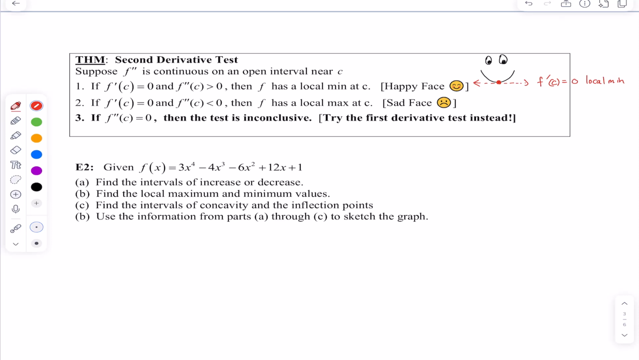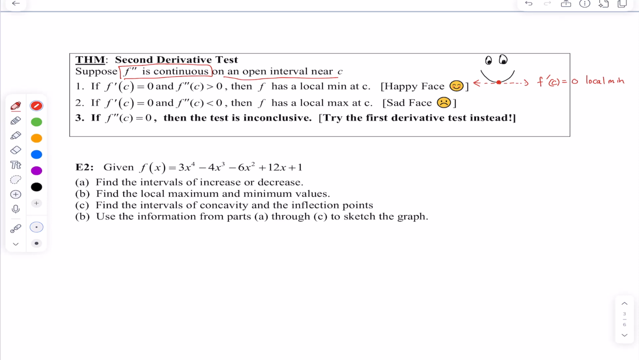So one of the key aspects of this is that the second derivative must be continuous. Okay, that's the only way this has a chance of being able to analyze and actually come up with a result, is that the second derivative must be continuous on an open interval near c. So before and after c.